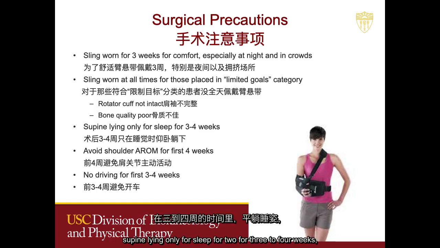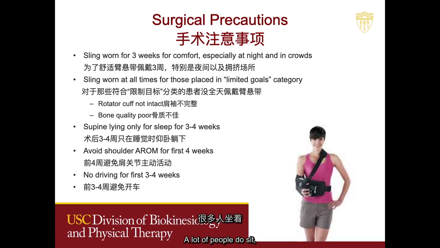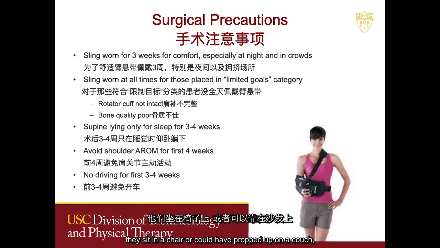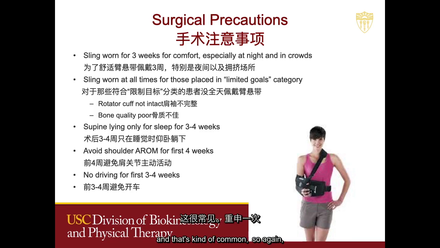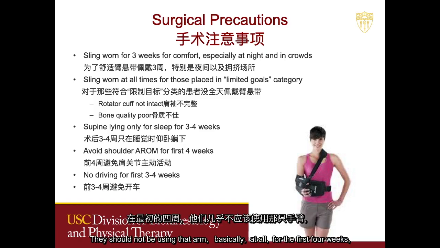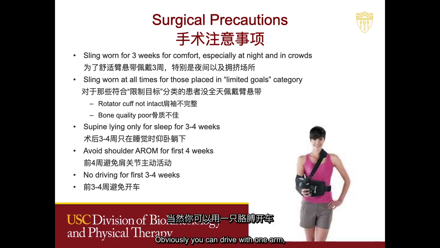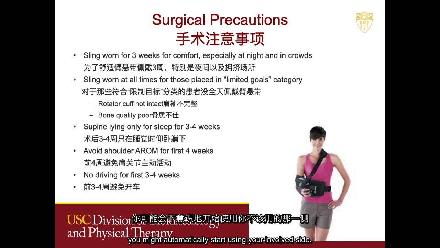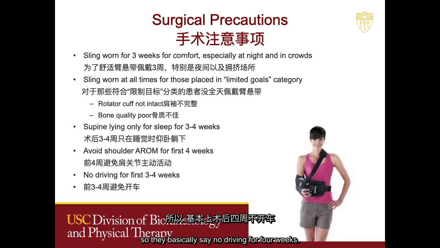It says supine lying only for sleep for 3 to 4 weeks, meaning you're not lying on your side. Again, a lot of people do sit in a chair or kind of propped up on a couch, and that's common. So again, they should not be laying on their side at all. And we're avoiding active range of motion for the first 4 weeks. They should not be using that arm, basically, at all for the first 4 weeks. Also, no driving. Obviously you can drive with one arm, but the idea is that if there was something you had to do quickly, you might automatically start using your involved side. So they basically say no driving for 4 weeks.